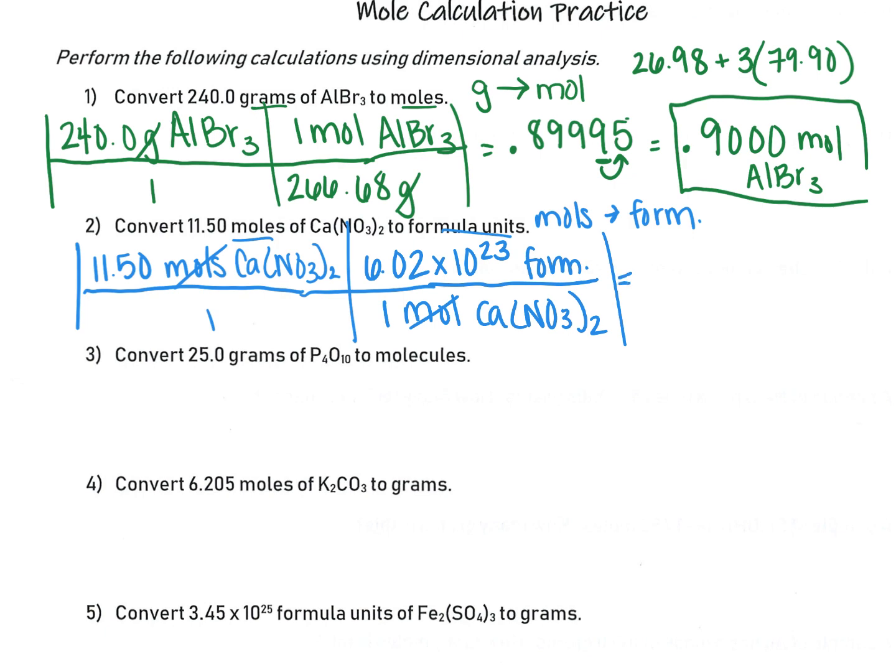Are you expecting a large or a small number? Good. Large. You should be expecting a large number. Do one more. All right. Who's got an answer? What do you have? 6.923 times 10 to the power of 24. Okay. Do you guys agree? Yeah. Good. Okay. What's your unit? Okay, formula units. If you can squeeze calcium nitrate in there, try to squeeze that in there.